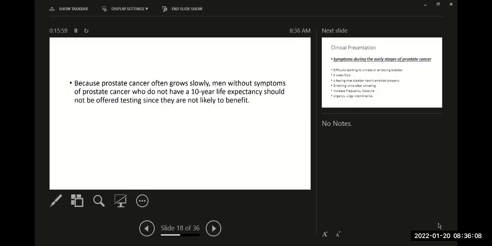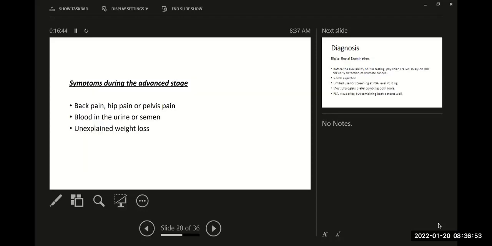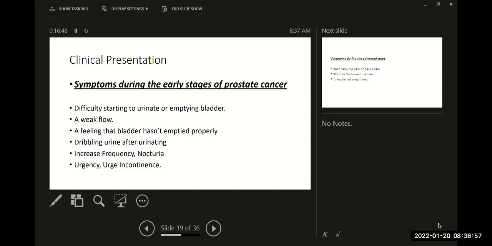Because prostate cancer often grows slowly, men without symptoms of prostate cancer who do not have a 10-year life expectancy should not be offered testing, since they are not likely to benefit. Coming to clinical presentation, symptoms occur during the early stages of prostate cancer, but it's not necessary that these symptomatic men will have prostate cancer, because these symptoms may be due to benign prostatic hyperplasia or other causes of lower urinary tract symptoms. These are difficulties starting to urinate or emptying the bladder, a weak flow, a feeling that the bladder hasn't emptied properly, dribbling urine after urinating, increased frequency, nocturia, urgency, urge incontinence. So these are the symptoms of an enlarged prostate, and that enlargement may be benign or malignant.